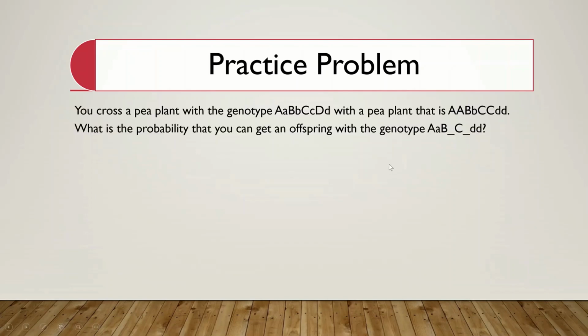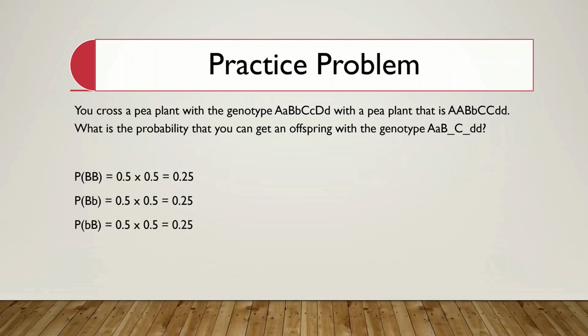For gene B, we have the underscore, meaning that we can be either heterozygous dominant or homozygous dominant. So we could be big B, big B, or big B, little b, or little b, big B. And the difference between these two genotypes is that in this genotype, the big B comes from parent 1 and the little b comes from parent 2. And in this one, the little b comes from parent 1 and the big B comes from parent 2.